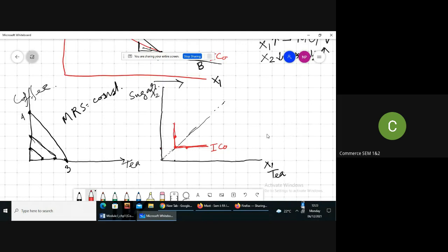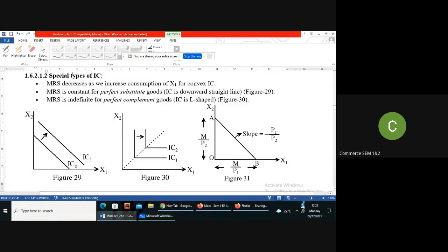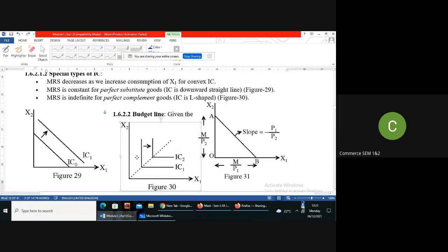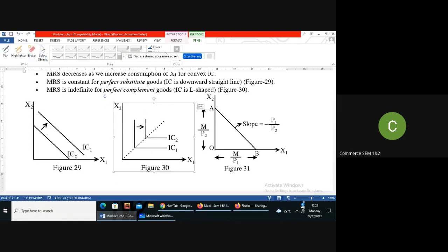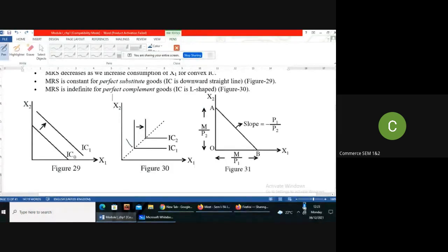So if you draw a tangent at this point, it can be like this or it can be like this. So the slope of the tangent is indefinite. So that is why we call MRS indefinite. We cannot define MRS here. So MRS can be like this or MRS can be like this.